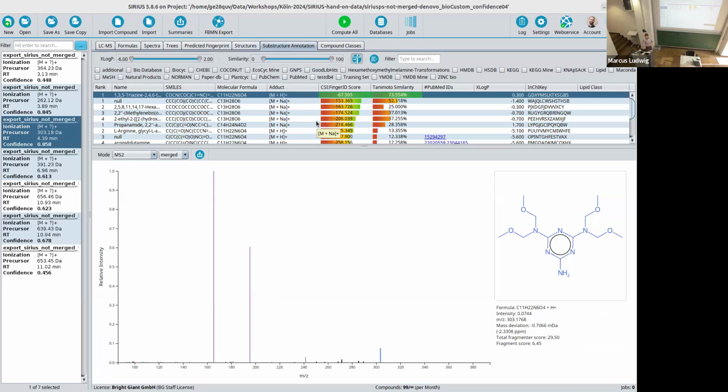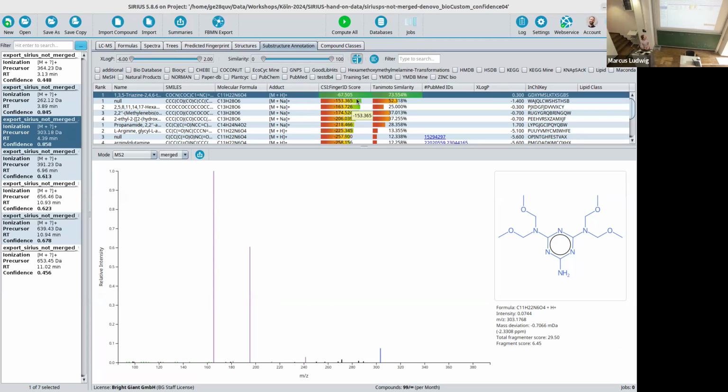Because the confidence score is a machine learning score, just a machine learning product, and it has some input features like what's the score of my compound and what's the score difference to the second best. So usually it has a very high confidence.